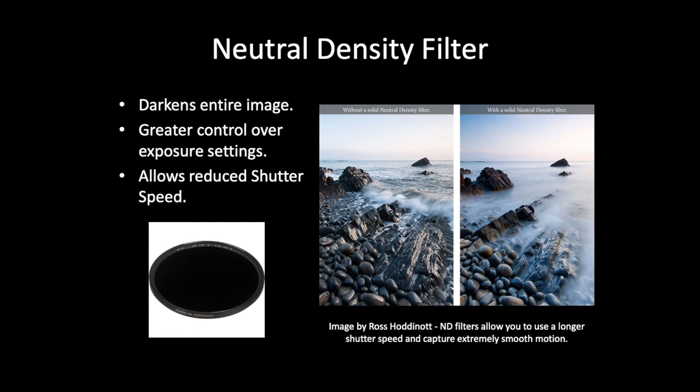What happens is that the image on the left is taken without a neutral density filter. The image on the right is taken with a neutral density filter that reduces the amount of light reaching the sensor. Therefore, the shutter speed is a lot slower and allows us to get this cotton candy look in the water.